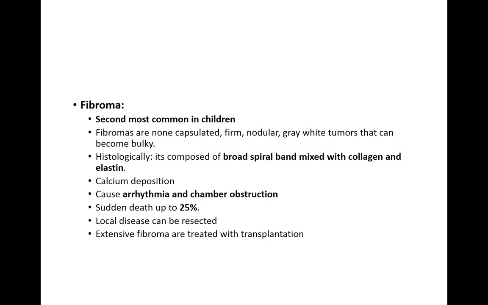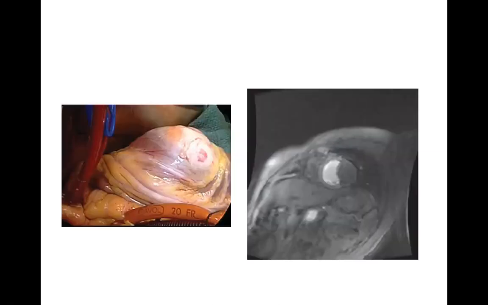Fibroma is the second most common in children. It's a fibrous, non-encapsulated, firm, nodular gray tumor that can become bulky. Histologically, it's composed of broad spiral bands mixed with collagen and elastin. Calcium deposition causes arrhythmias and chamber obstruction. Sudden death can happen in 25%. If it's local disease, it can be resected. However, if it's extensive and involving more than 50% of the ventricle, sometimes it's very difficult and you have to do transplantation. As you can see here, it's involving most of the ventricle, so sometimes doing surgery for primary repair is difficult.